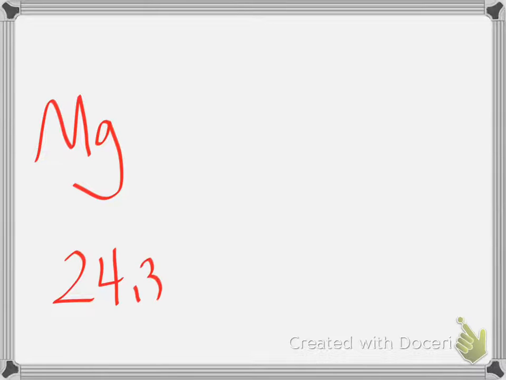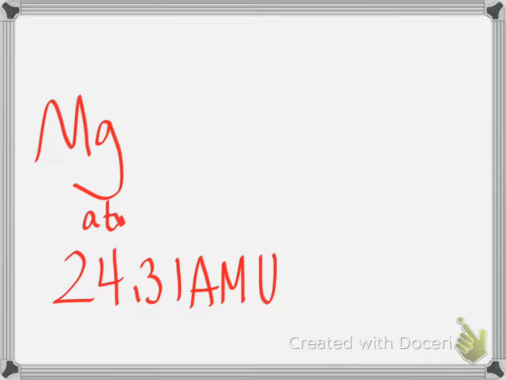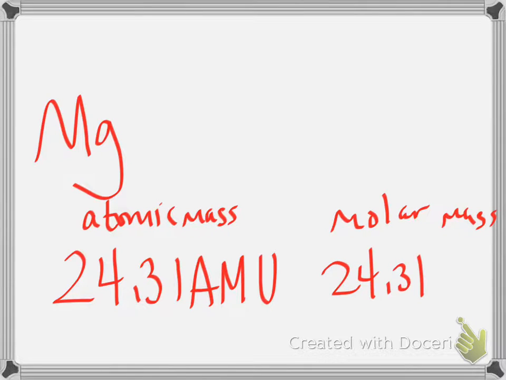So, pick your favorite element, Michaela. Magnesium. We love magnesium. Magnesium has an atomic mass of 24.31 AMUs. It has a molar mass of 24.31 grams per mole. The only difference between the two is the units.